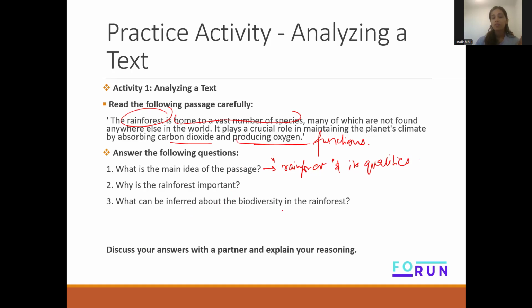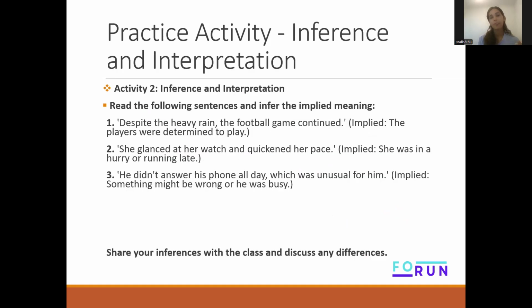What can be inferred about the biodiversity in the rainforest? So what can be told about the biodiversity? So again, it said it hosts a vast number of species. So you can say there are diverse species. Those are also unique, right? Because it cannot be found anywhere else, it's harder to find.